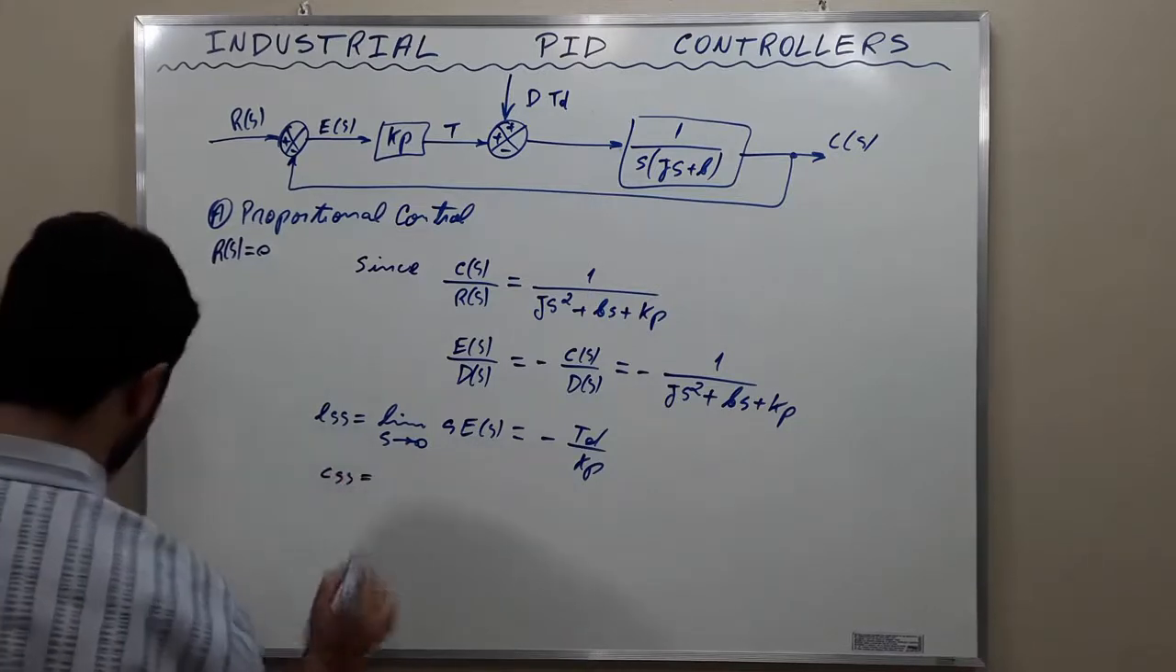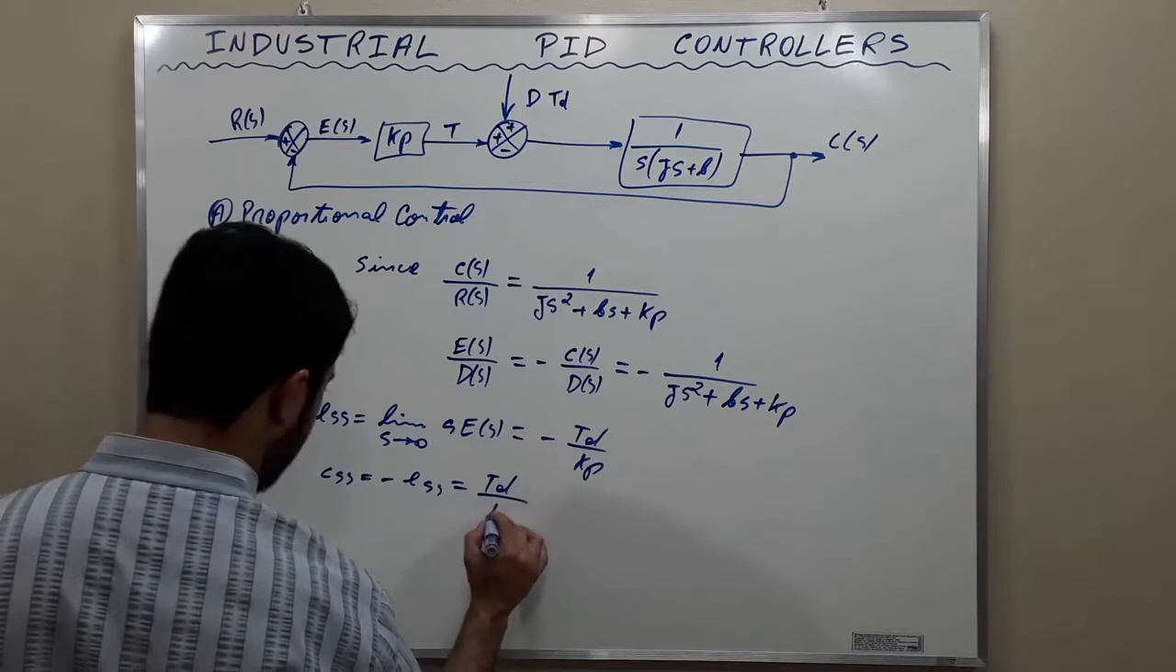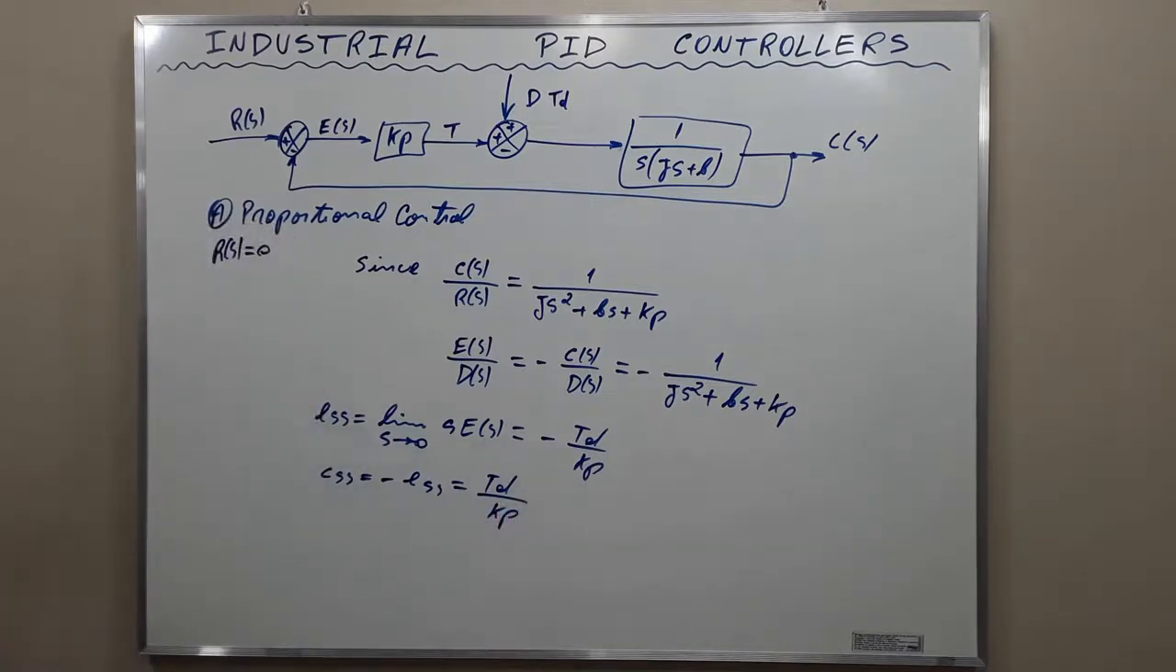The steady state output due to the disturbance is the output in steady state, which is equal to the negative of the error signal, which is equal to TD over KP. Okay. And how can we profit from this? If KP is large, the torque disturbance effect can be made quite small, can be reduced to almost 0, okay? If we have a disturbance represented by TD, the torque due to the disturbance, and KP, the proportional gain, is very large, then this disturbance will not affect much the motor that we are controlling.